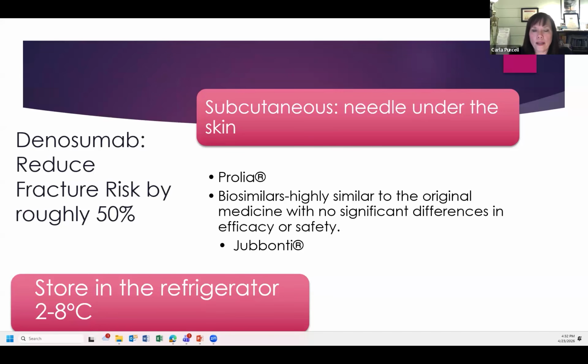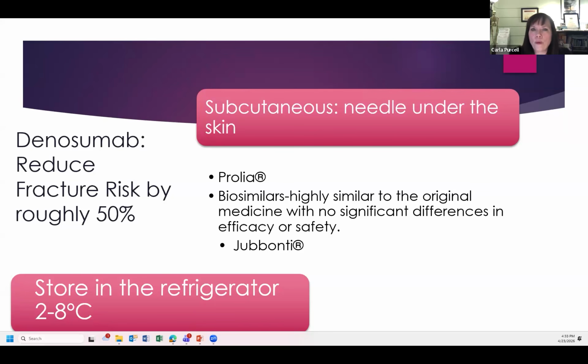Denosumab is another medication that is commonly used for osteoporosis. It reduces your fracture risk by roughly 50%. It slows the breakdown of bone to make the quality of the bone stronger, just like the bisphosphonates do. It doesn't build a whole lot of new bone, so we're not expecting to see huge leaps in your bone density. Remember, it's about the quality of the bone more so than the quantity of the bone. Denosumab is usually administered with a needle under the skin.